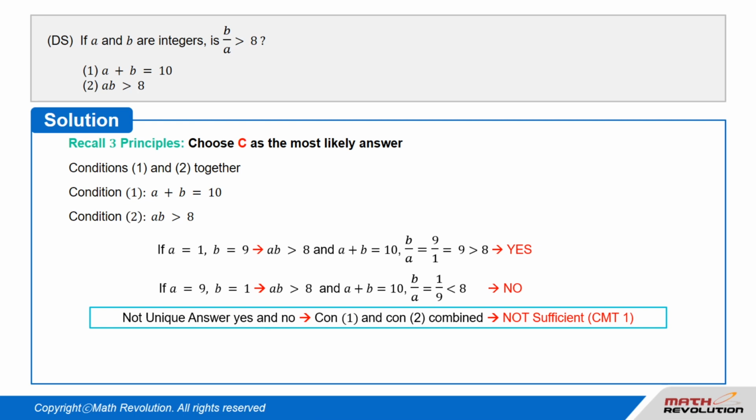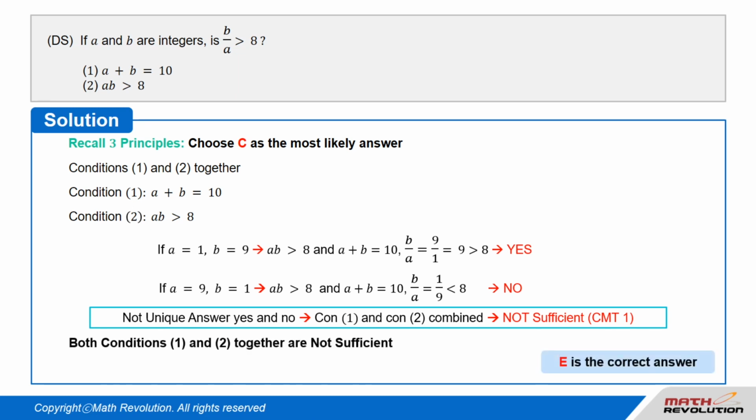It is not sufficient. The answer could be E for an integer question with 2 variables. There should be a unique answer of yes or no. Both conditions 1 and 2 together are not sufficient, so E is the correct answer. We do not check this question further for CMTs 3 and 4 A or B, as we are getting E as the answer, and that is the end in itself.